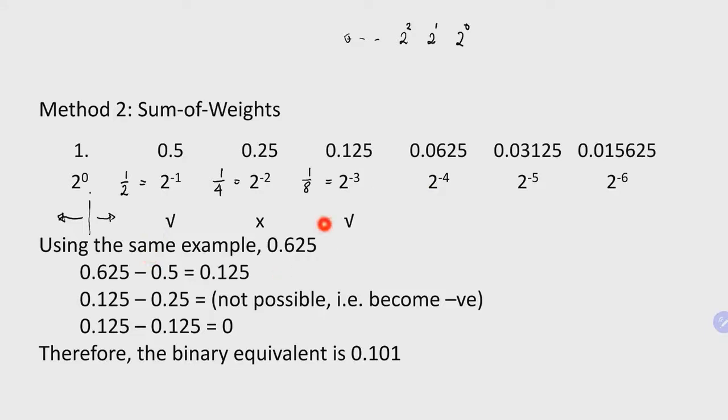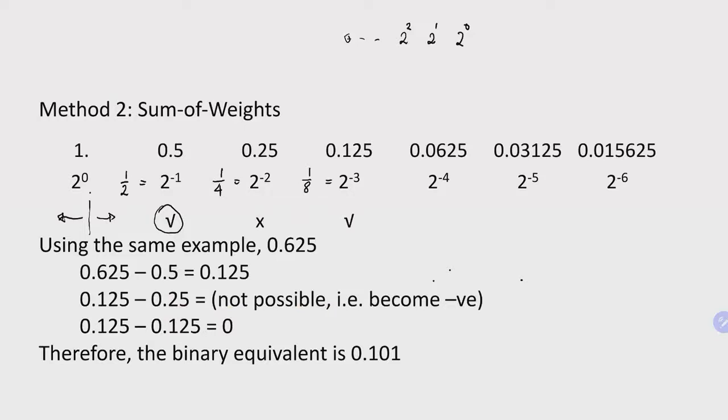Okay, so the same example that we had before, 0.625. If we subtract the first exponential term, that will be 0.5, and that equals 0.125. So that can be subtracted, so we put a tick here. The remaining is 0.125. And then we try to subtract the next term, 0.25, and now it's not possible. If you subtract this, we end up with a negative number. So this is not possible, so we put a cross there.